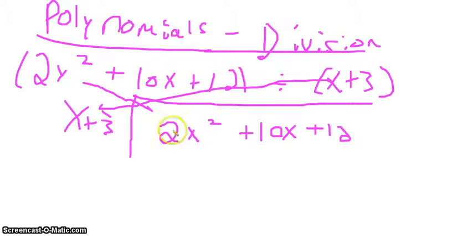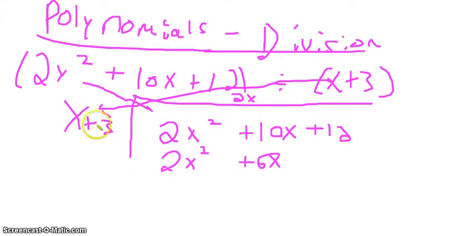Anyway, what I'm going to start out doing is there's 2x squared. I'm going to think, well, 2x squared divided by x, what's that? That's 2x. So 2x goes up here. I take this 2x up here and multiply it into this x plus 3. So 2x times x is 2x squared, right? And then 2x times 3, well, that's just 6x. So plus 6x.